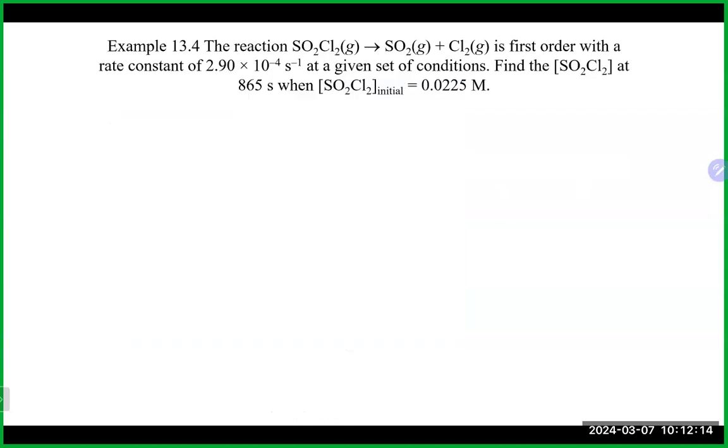Let's try another one here. The reaction is first order with a rate constant of 2.9 times 10 to the minus 4. Find the concentration of SO2Cl2 at 865 seconds if you started with 0.0225 molar. Take a few moments and see what you come up with.